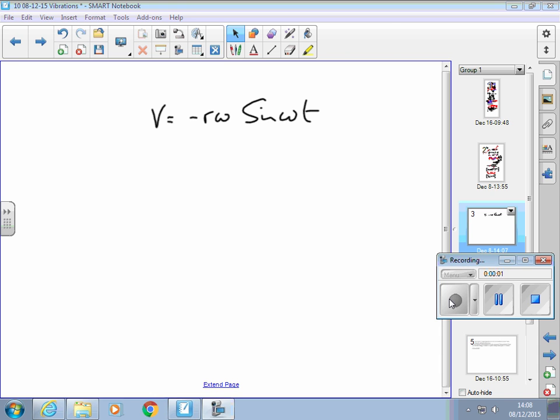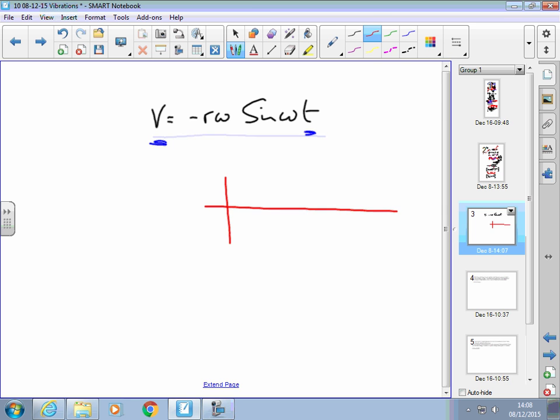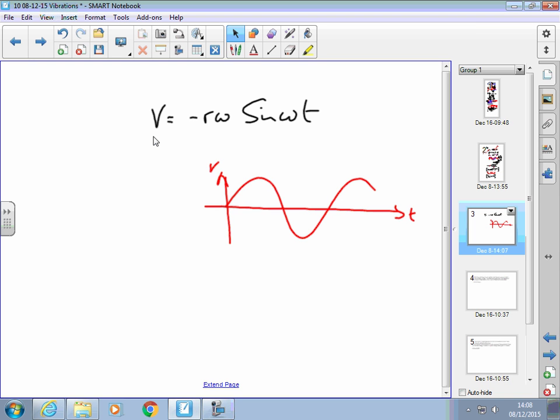Okay, now I've got a formula for velocity, and if I were to plot velocity against time, I'd get this sine function. It looks a bit like this. Time against velocity. What is it about that function that tells me the acceleration?